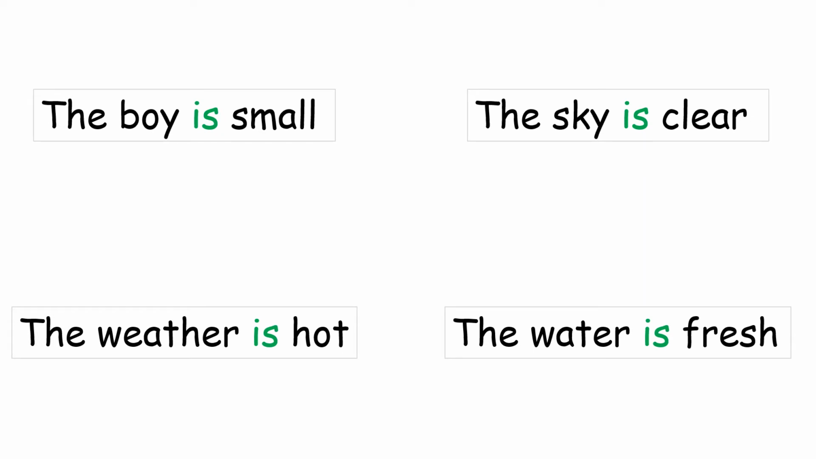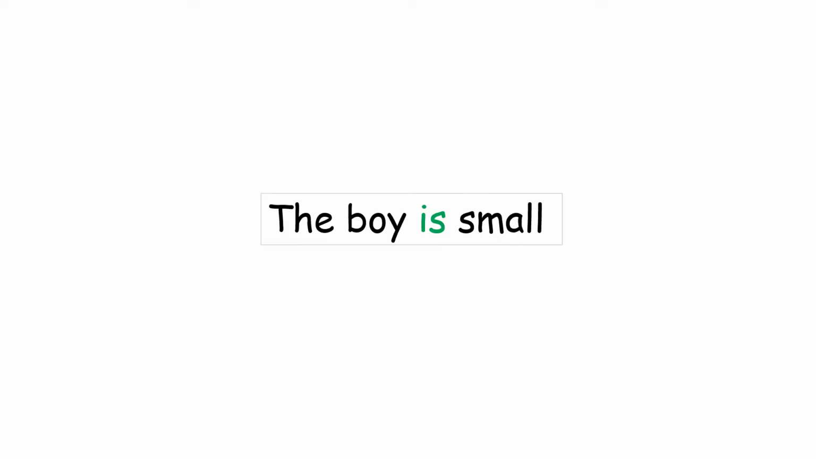As usual, we will start with English sentences and then see how things are done in Arabic. For the sake of clarity, I will break down the first example and the rest will be a deduction game. So, the boy is small.